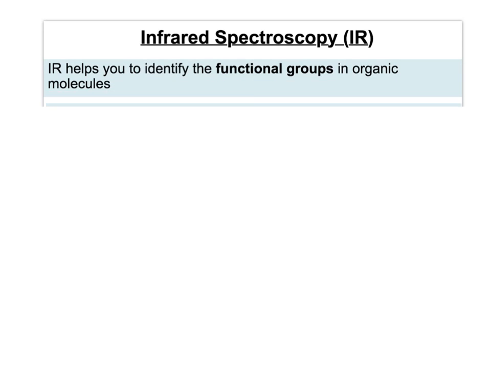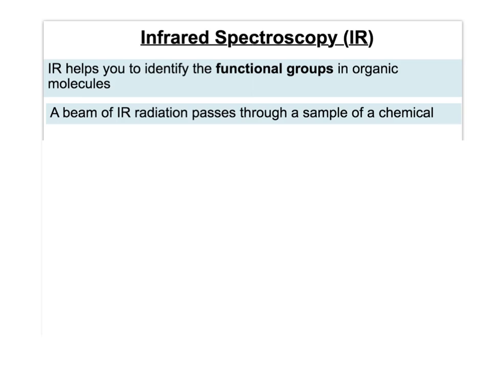This video is on infrared spectroscopy. So, infrared spectroscopy helps you to identify the functional groups in organic molecules. The way it works is by a beam of infrared radiation passing through a sample of a chemical.